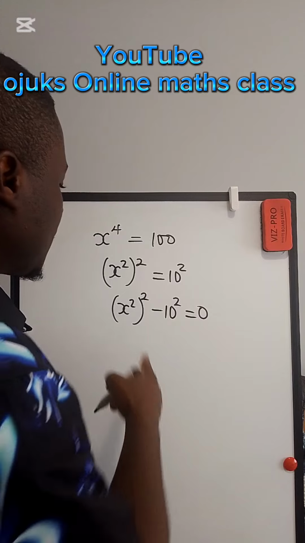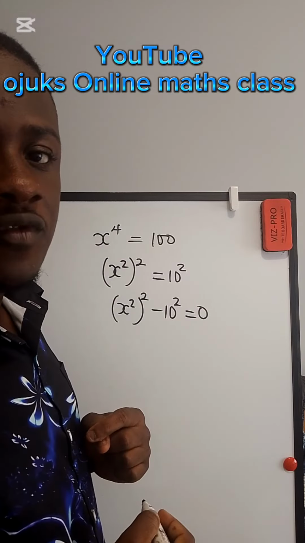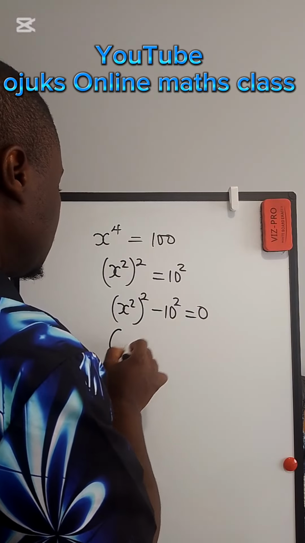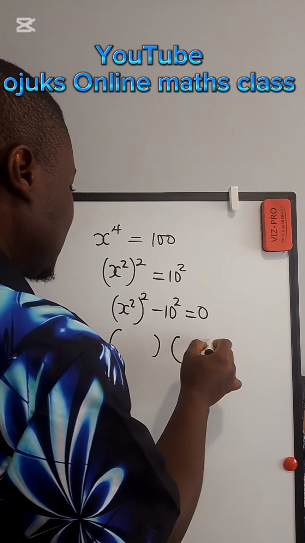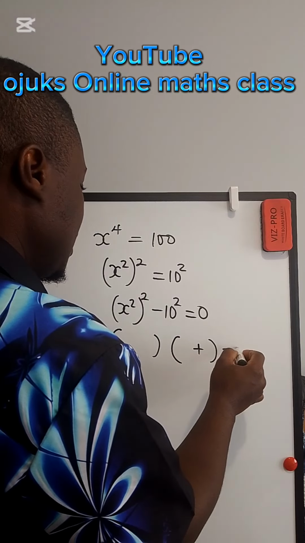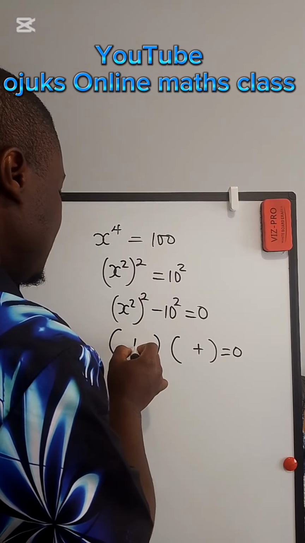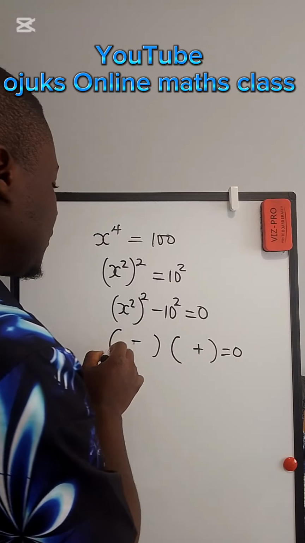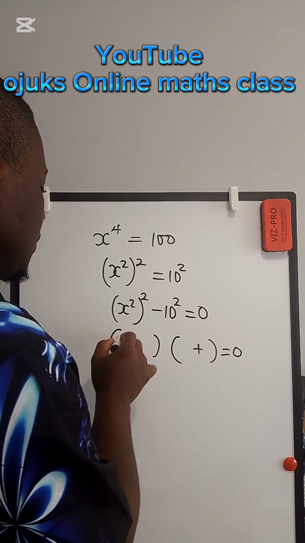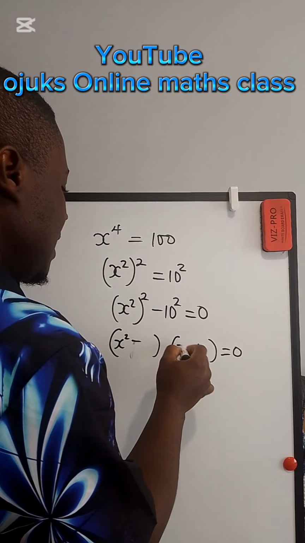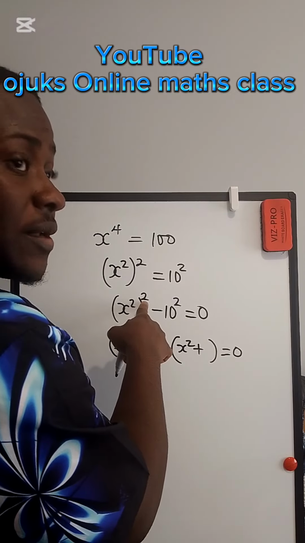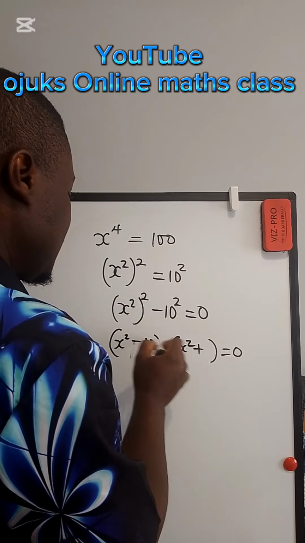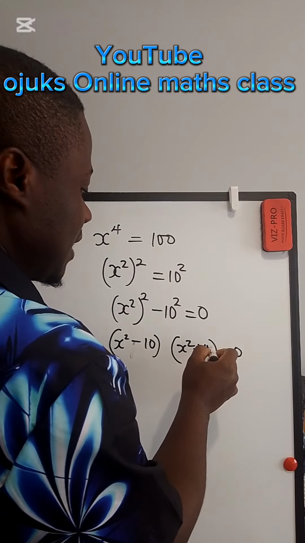We keep going. Applying the concept of difference of two squares here, we're just going to open two brackets, put plus in one and minus in the other one, equals 0. So here we have minus here, and plus in the other one. So we now have to distribute our values, which is x squared here, since it is squared, then 10 here, 10 here, as you can see.